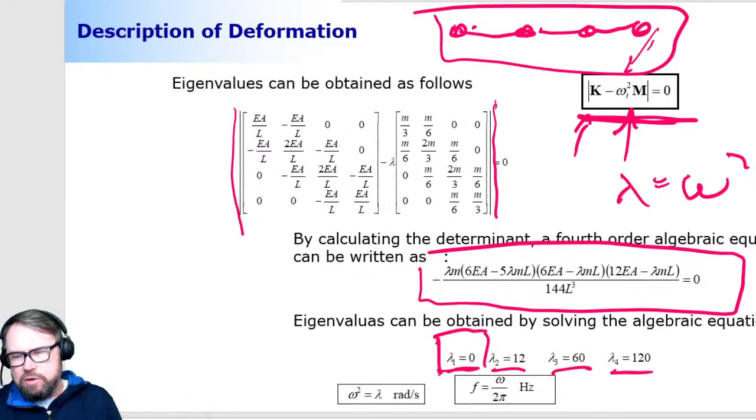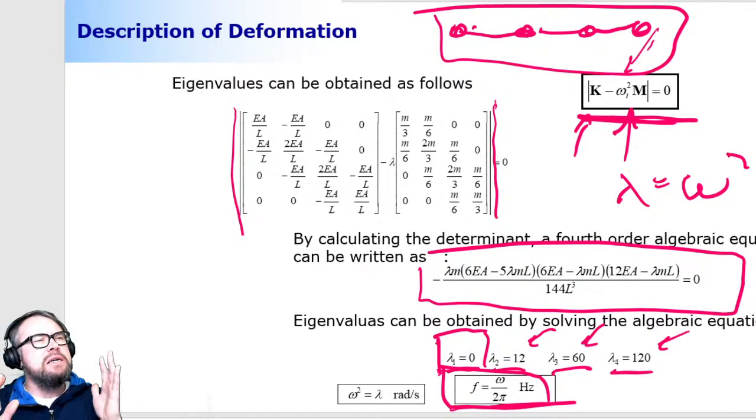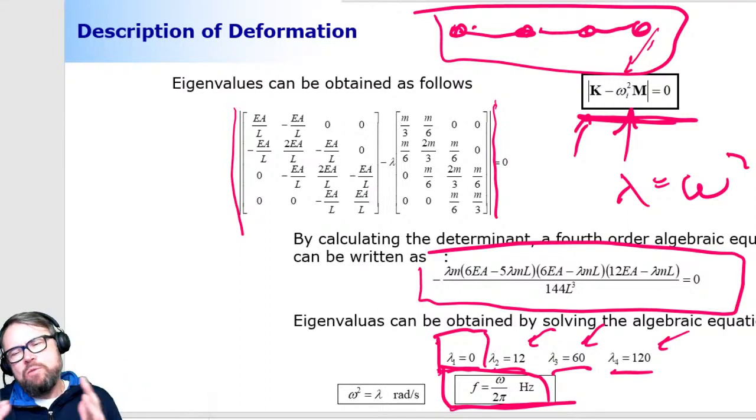And how you can get the natural frequency? Well, this is the formula to compute that. But let's just call them a numerical value: 12, 60, and 120. These are the eigenvalues, resonant frequency, if you want to say it this way, which would be okay.